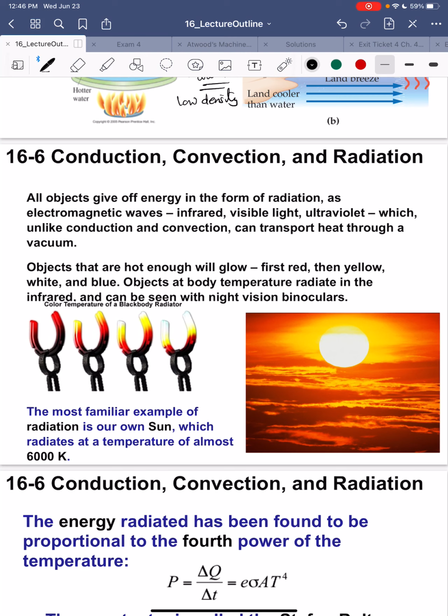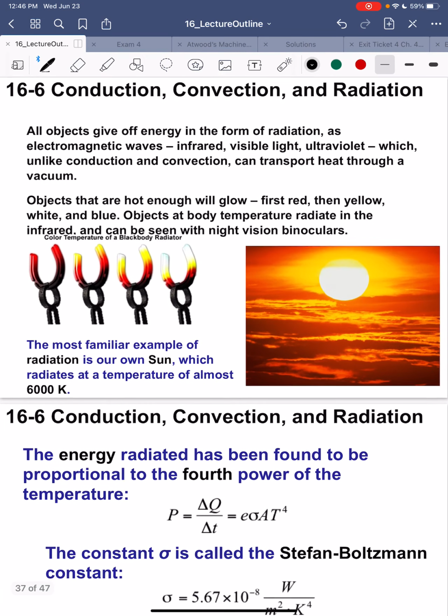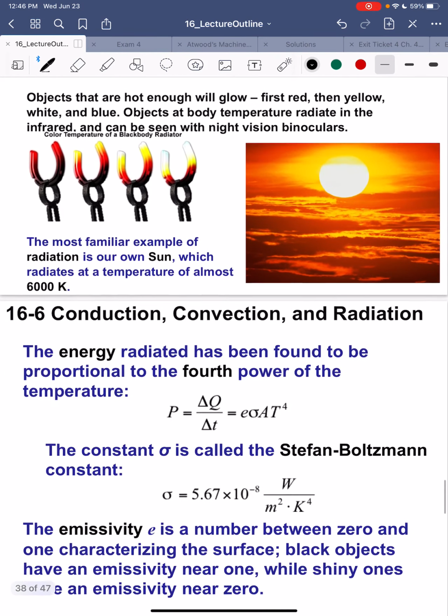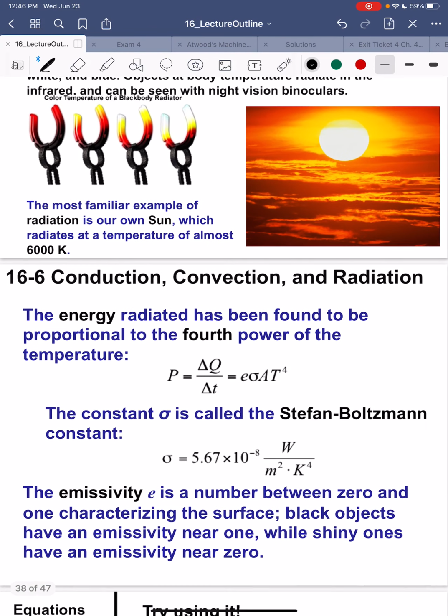Objects that are hot enough will glow, first red, then yellow, white, and blue, and objects at body temperature radiate in the infrared and can be seen with night vision. We have many methods now of detecting infrared, like these thermometers that we have been using during the corona.